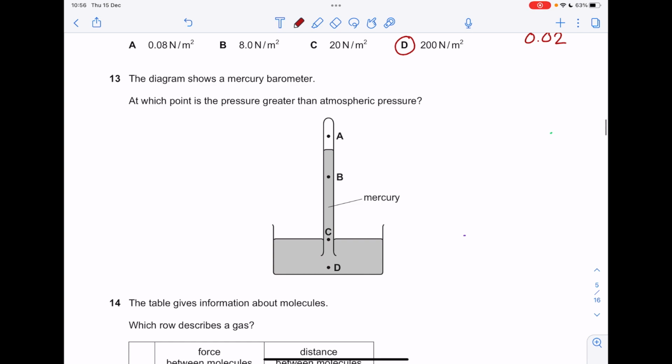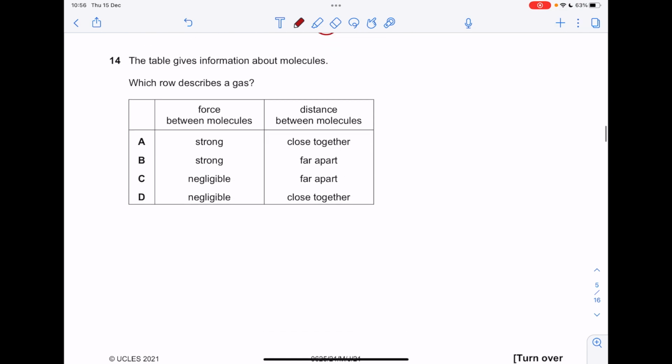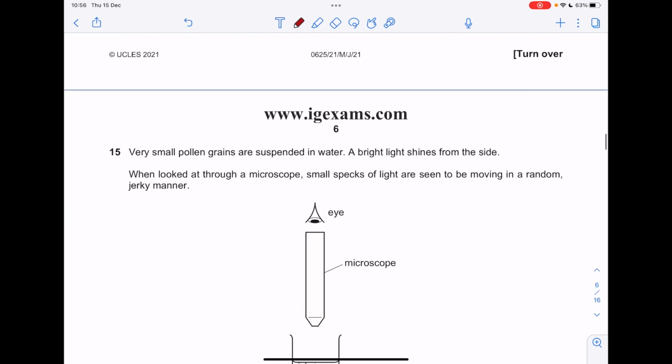The diagram shows a mercury barometer. At which point is the pressure greater than the atmospheric pressure? Remember, pressure increases at depth. So go straight for D here. The table gives information about molecules. Which row describes a gas? So remember, in a gas, we've got our molecules moving around very quickly. The molecules are far apart, and the forces holding them together are very weak. Negligible means extremely small. So the answer here is C.